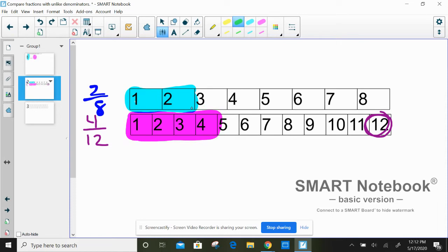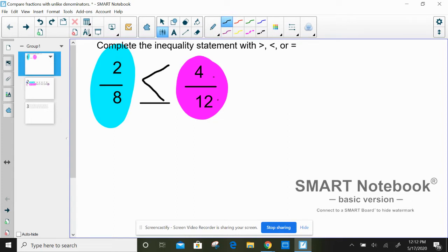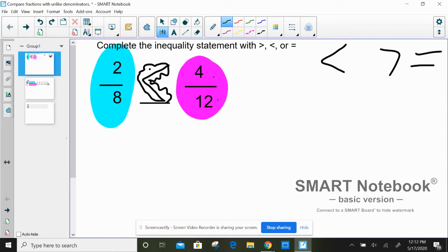Okay, so that means 4 12ths is greater. And a lot of you learned this, I'm sure, in 3rd and 2nd grade, but you know which way these point. You remember the crocodile. Crocodiles are always really hungry, so they want to eat the bigger fraction. See how it's eating the bigger fraction? Because 4 12ths would be a bigger piece of something than 2 8ths. Okay? That's the first way I'm going to show you.